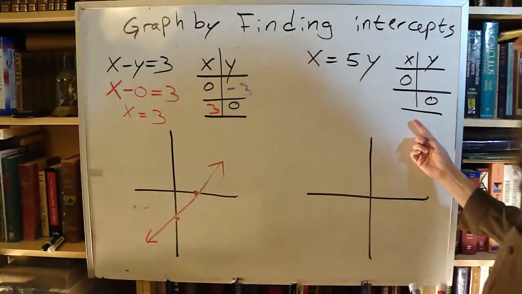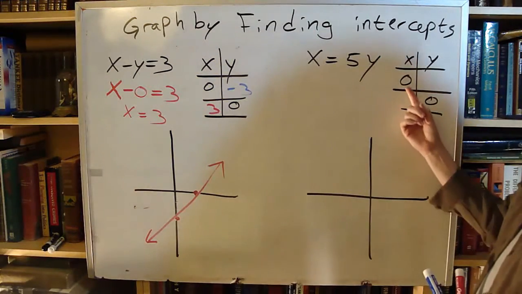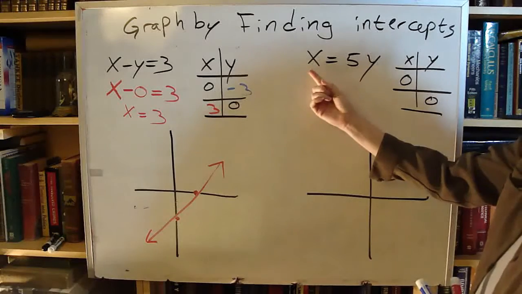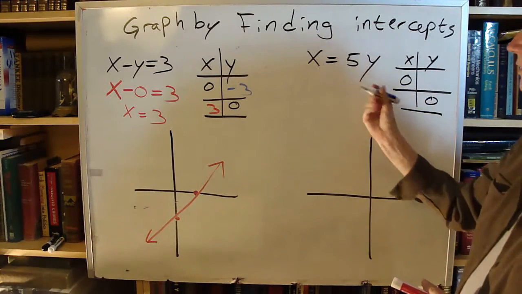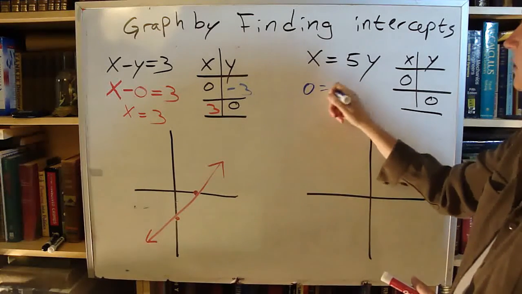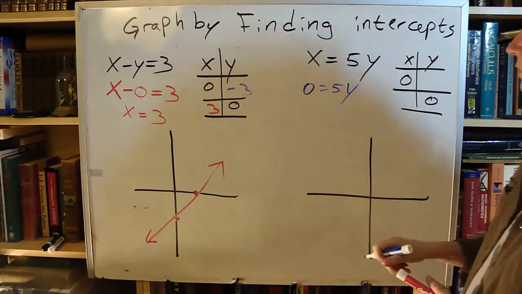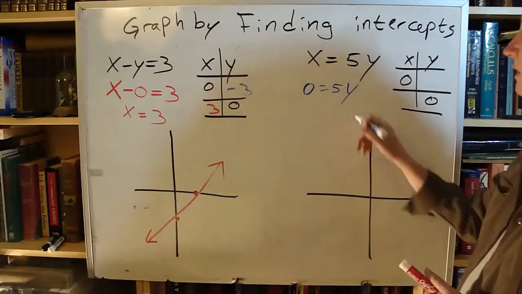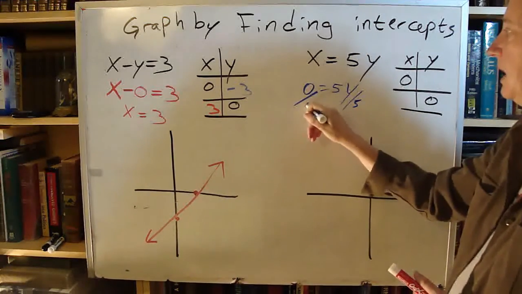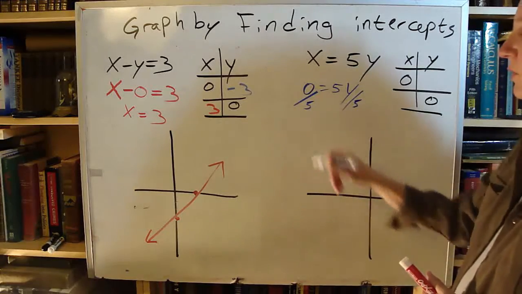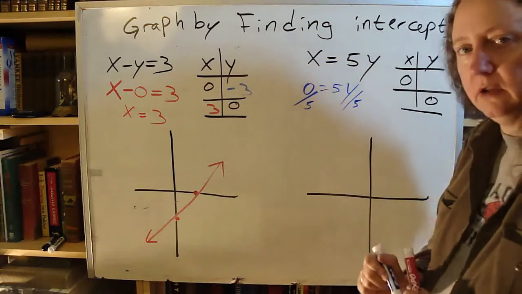So over here, x is 0, x is 5y. I replace the x with a 0. So 0 is 5y. Divide out the 5. What I do on one side, I do on the other. 0 divided by 5. Am I allowed to do that?